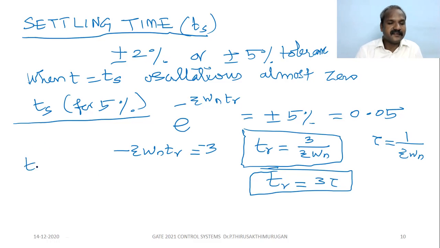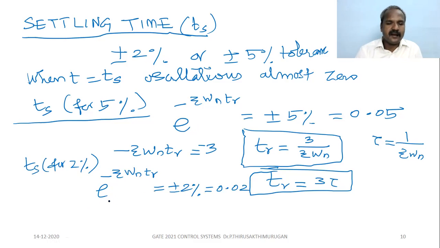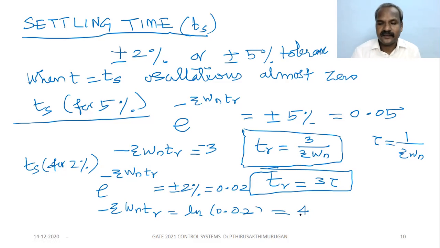Similarly, Ts for 2% tolerance, same equation: e to the power minus zeta omega n Ts equal to plus or minus 2%, equal to 0.02. Apply log on both sides. You will get minus zeta omega n Ts equal to natural log of 0.02, which is almost minus 3.9, so almost 4. Clear? Understand?